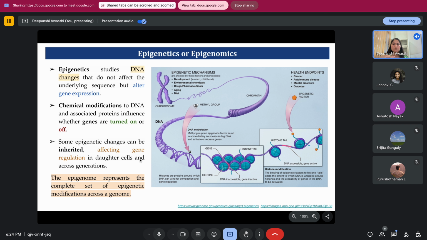So transcription will be favored with the help of binding of transcription factors to these promoter regions, and these promoter regions are rich in CpG islands. So we also call them CpG islands. That means C and G are rich in those promoter regions.